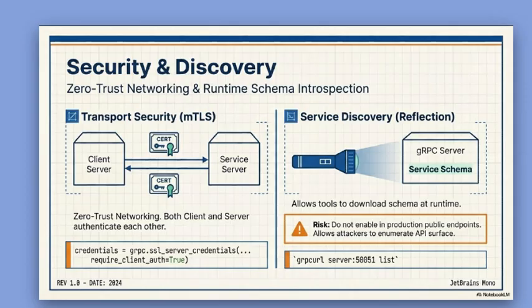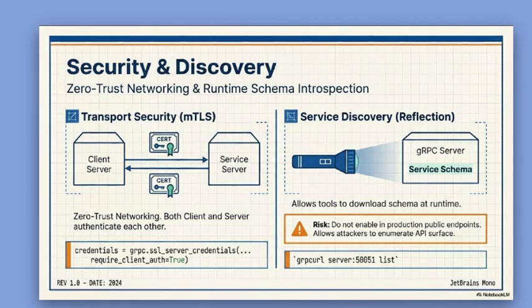What do your messages look like? So it's like asking the building for a blueprint of all the doors and windows. Exactly. It's great for debugging while you're developing. But the warning is crystal clear. Do not enable this in production public endpoints, because you're literally handing attackers a map of your entire API. Keep the flashlight turned off in production.